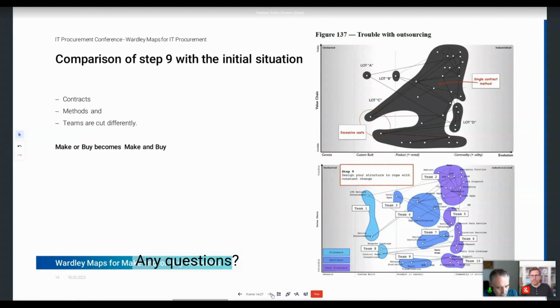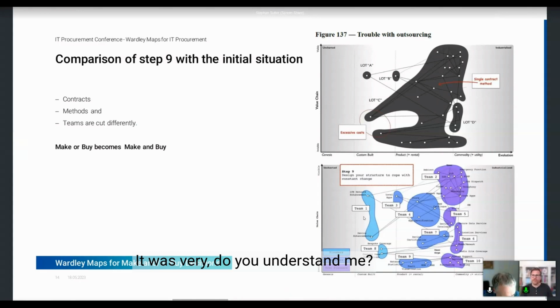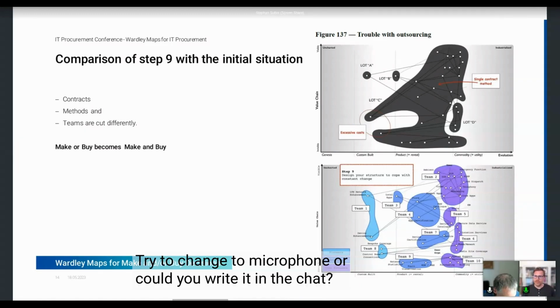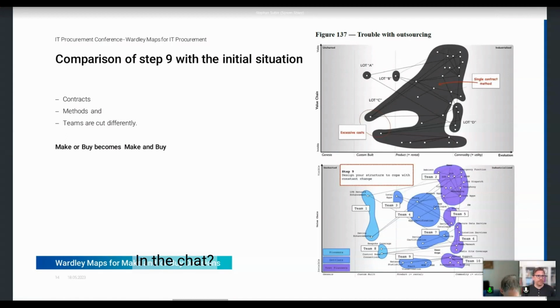Are there any questions? How much map do you present to the client? It was very. Do you understand me? I have only noise. Yeah. Try to change the microphone thing. Or could you write it in the chat?